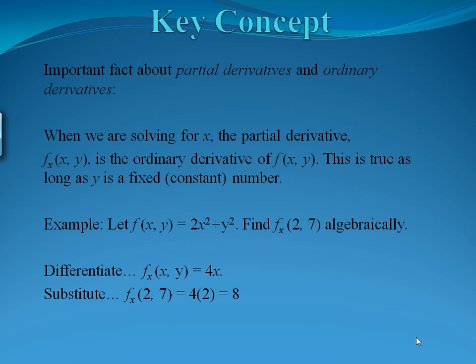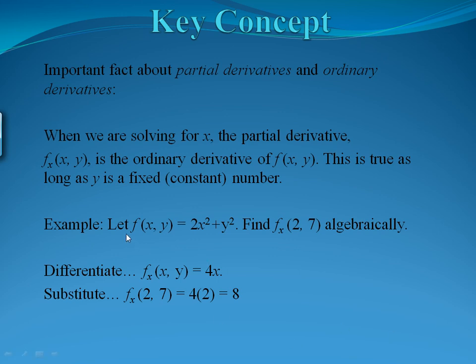So an important fact about partial derivatives and ordinary derivatives. When we're solving for x, the partial derivative f sub x of x, y is the ordinary derivative of f of x, y. And what that means is that we are treating y as a constant when we take the partial derivative with respect to x. When you take the partial derivative with respect to one variable, all the other variables are considered constants. So let's do an example to see how this works.